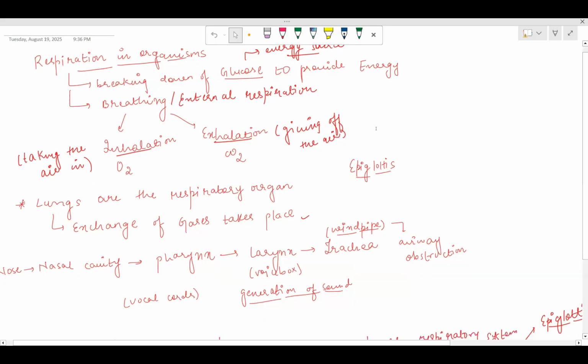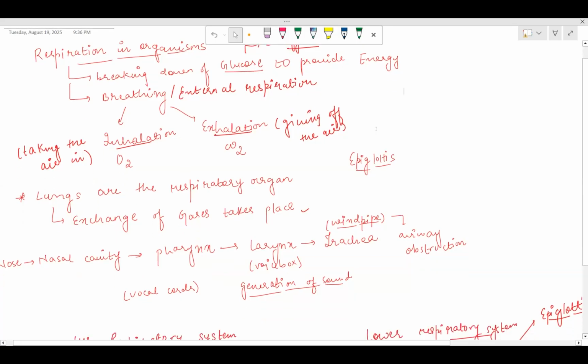Fine. So since inhalation and exhalation is a physical process, you can see the air taking it into your body because your thoracic cavity expands whenever you are taking air inside your body, and whenever you are exhaling, it is compressing. Fine.